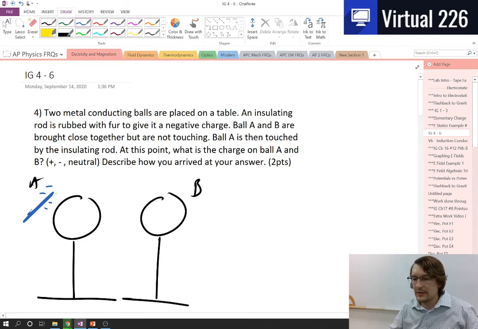Well, when we touch this negative rod to ball A, we are conducting electrons on it. The electrons that are on the rod want to push away from each other. They find some space on the left ball here, and it becomes negative. Some people might think that ball B is going to be positive or negative at this point, but actually, ball B is not going to have anything happen to it.